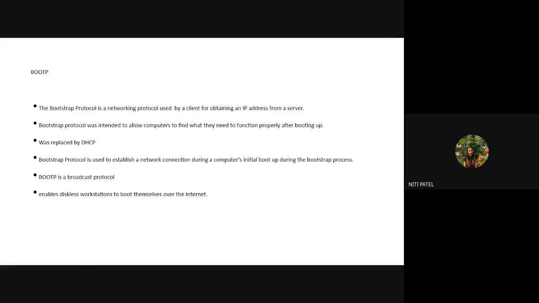Previously, the DHCP protocol was used. Nowadays, Bootstrap protocol is also used. It is not that we don't use DHCP nowadays. DHCP is also used, but there is one difference between Bootstrap and DHCP. Let us see what that difference is. But the rest of the functioning of both the protocols is the same. Both are used for assigning the IP address, apart from that one single difference that we will talk about, which is there only in Bootstrap but not in DHCP. Bootstrap protocol was intended to allow computers to find what they need to function properly after booting.